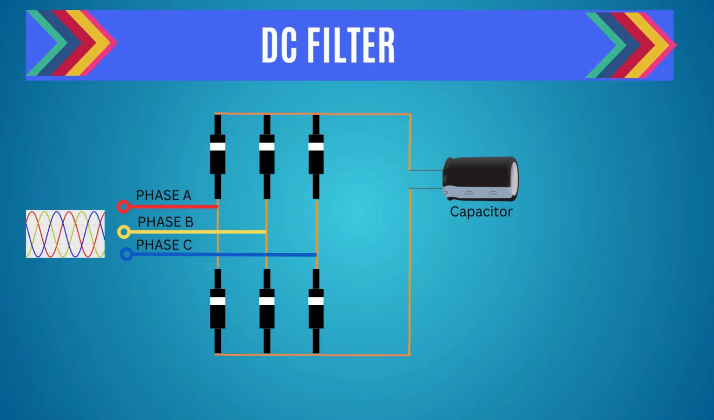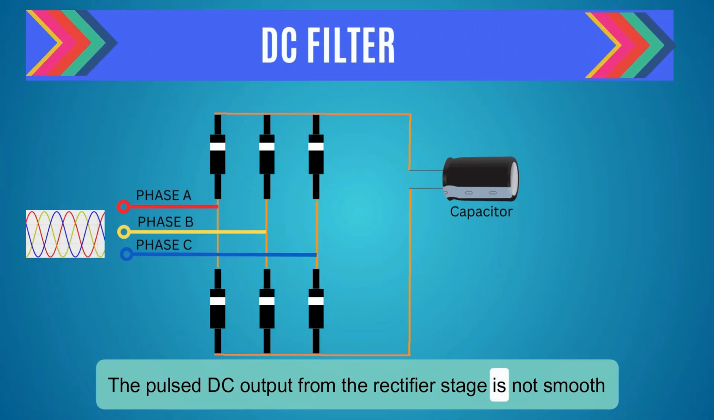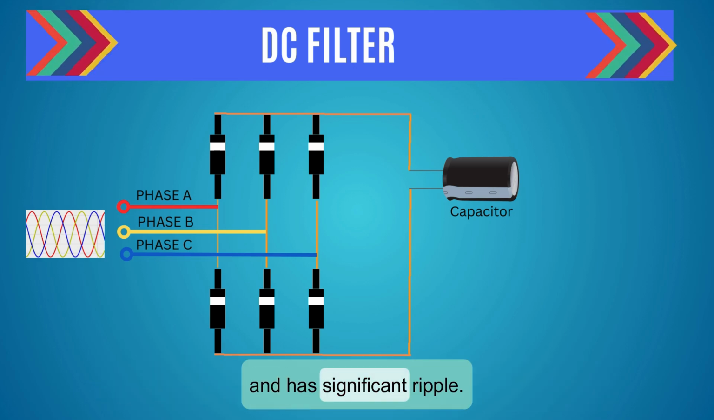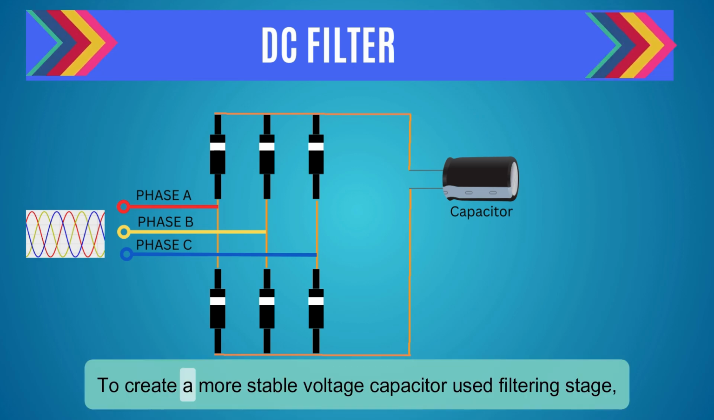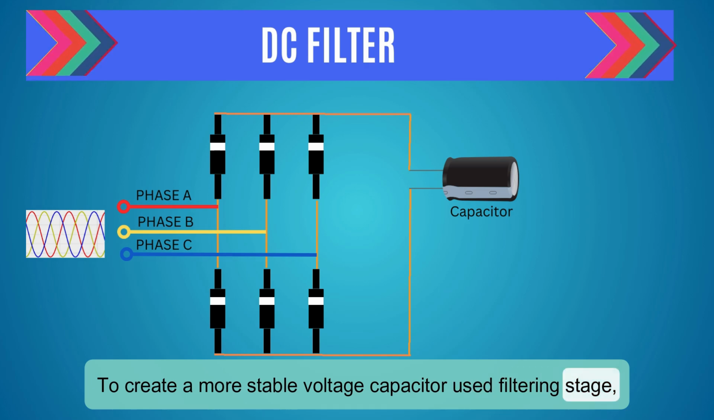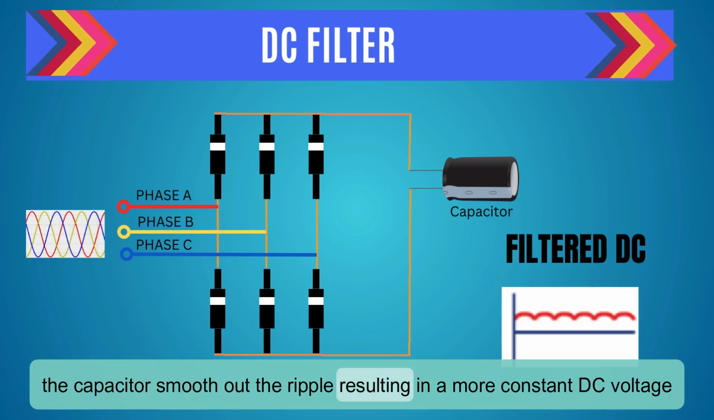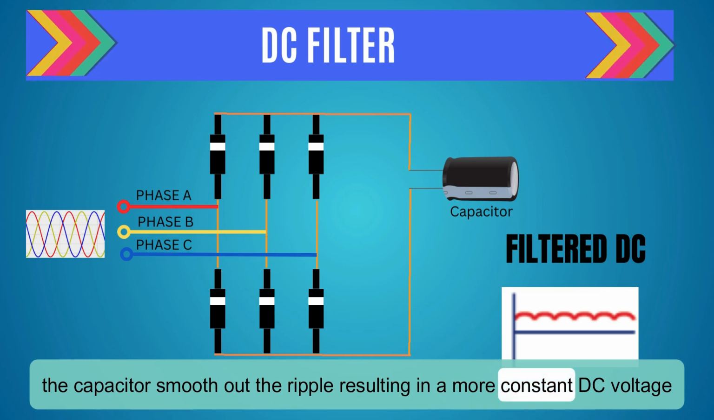DC filter. The pulsed DC output from the rectifier stage is not smooth and has significant ripple. To create a more stable voltage, capacitors are used in the filtering stage. The capacitors smooth out the ripple, resulting in a more constant DC voltage.